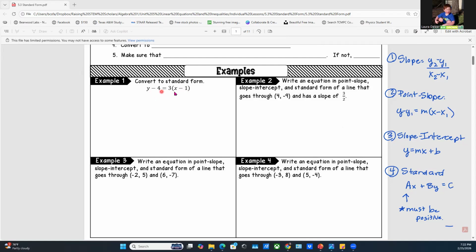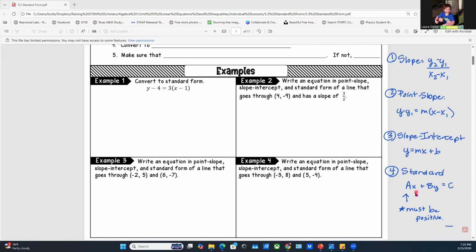If we look over here, we can see this is not slope-intercept. It's not written like that. We can see y minus y1 equals m parentheses x minus x1. It does look like point slope, so that's the form they gave us. It does not look like y equals mx plus b, and it does not look like ax plus by equals c.